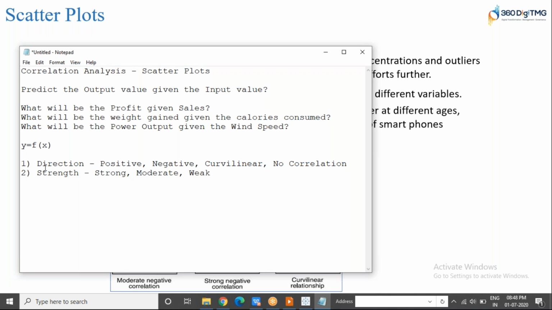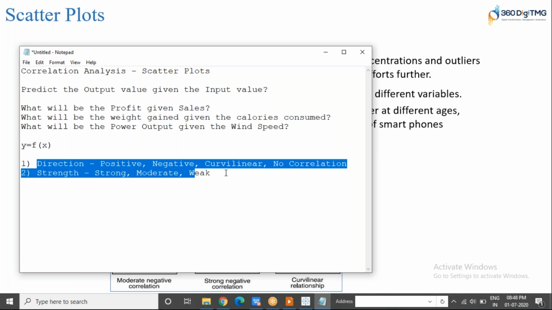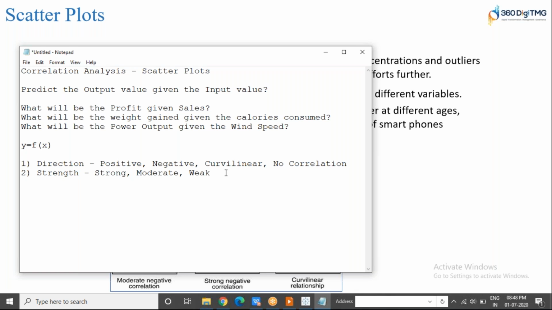So what is this strength? Direction we have understood just by looking at the shape that your data is taking. Just by looking at the direction that your data is taking, you can tell whether it is positive or negative or curvilinear or no relationship. But what about the strength? We are telling that it also comments about another point called the strength of the correlation. Strong, moderate, weak. Now, how do I comment about the strength?